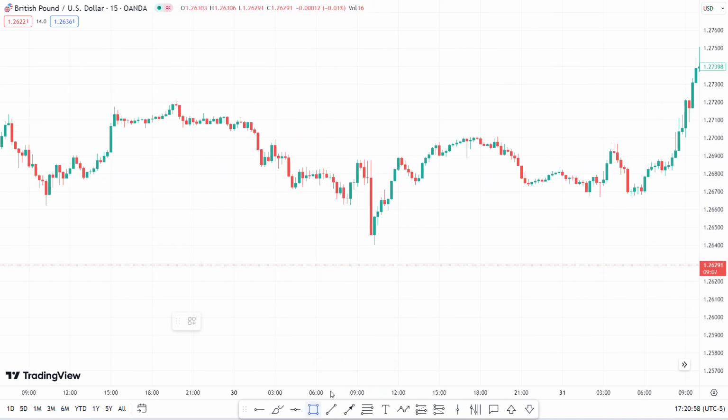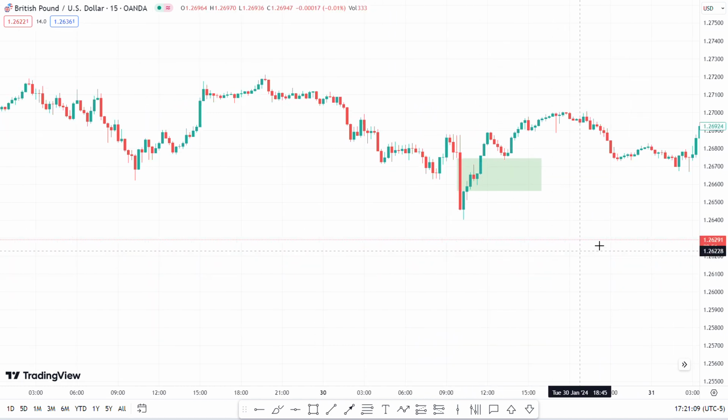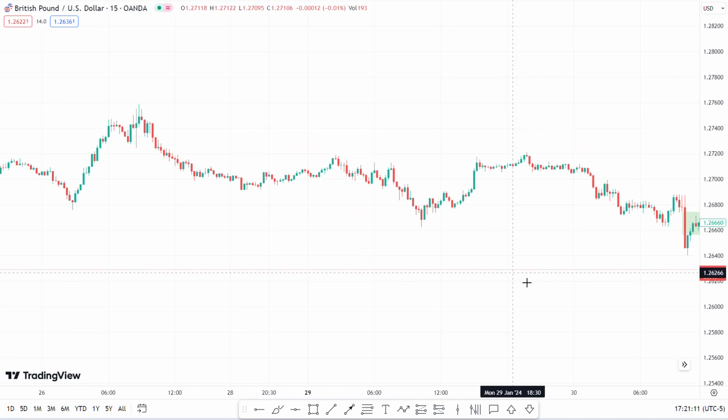Here's the time when it didn't work. High of this candle, low of this candle. You'd expect to move down, but it's not giving that. That in itself says something.